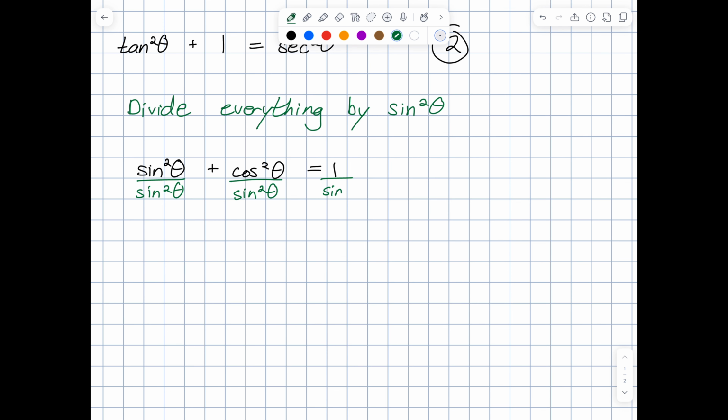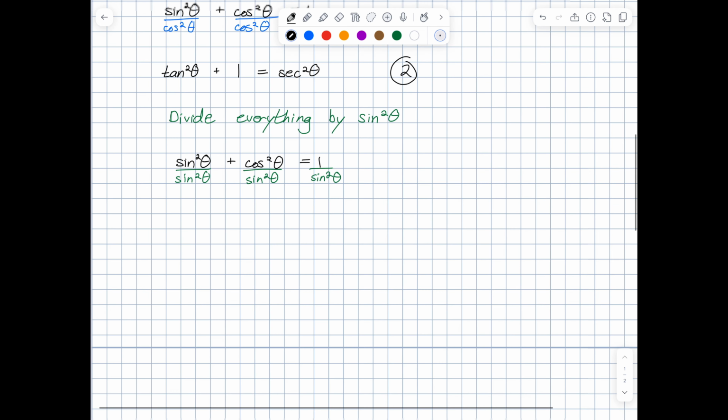So when you do that, we will simplify. Sine squared over sine squared is just 1. Cosine squared over sine squared is cotangent squared, if you remember from ratio identities. And then 1 over sine squared is cosecant squared from reciprocal identities. And that is the third and final Pythagorean identity.